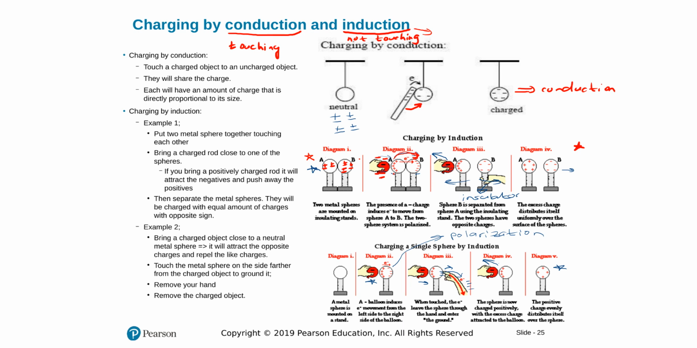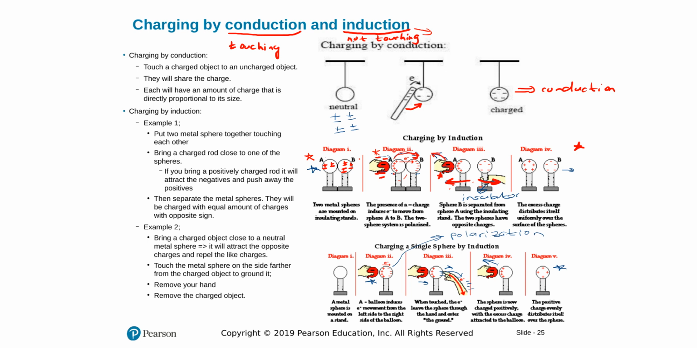Now, while my balloon is still here, A has an excess of positive charges and B has an excess of negative charges. I separate my metal balls by holding the insulator part, not the metal ball. Otherwise the charges will move through my body and I'll change the situation. So first separate the balls and then move away the balloon.